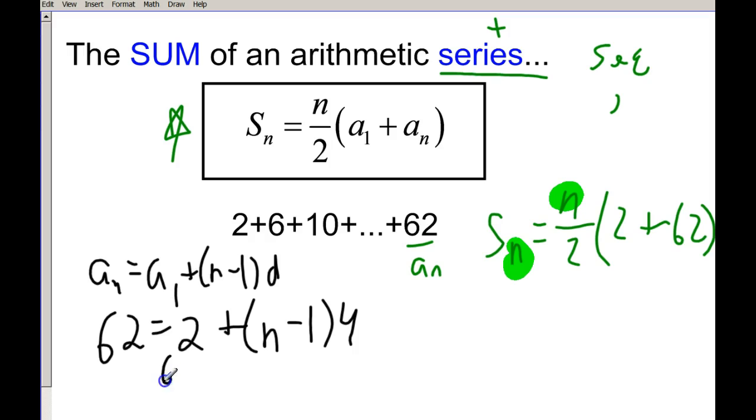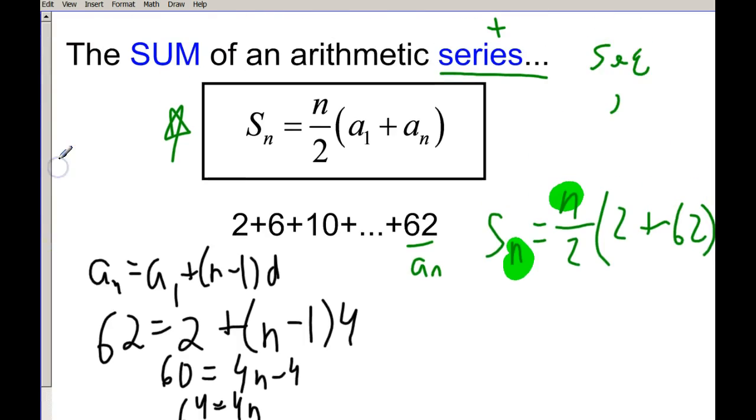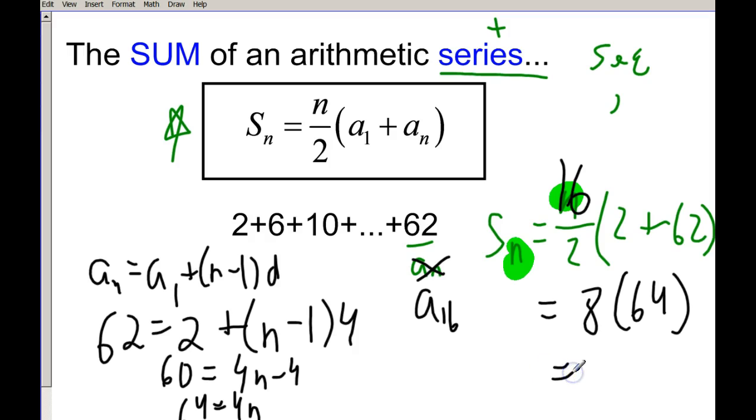So if I simplify that problem, I get 60 equals 4n minus 4. So let's see, add 4, so 64 equals 4n. Divide by 4, that would be 16 equals n. So we get that is the 16th term. So no longer is that a sub n, that's a sub 16. And now we can plug in 16 right here into this equation, and we should get an answer. 8 times 64, and whatever that is in your calculator, that's going to be your answer. So we can find the sum of a sequence pretty quickly by plugging into a formula.